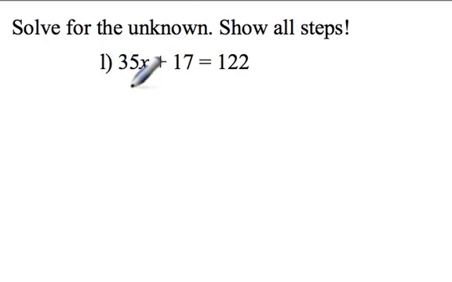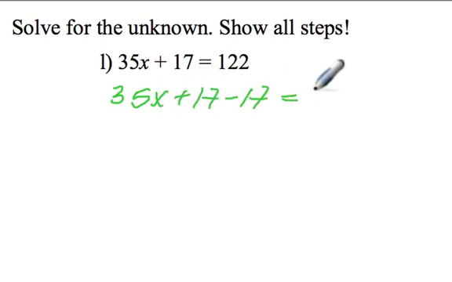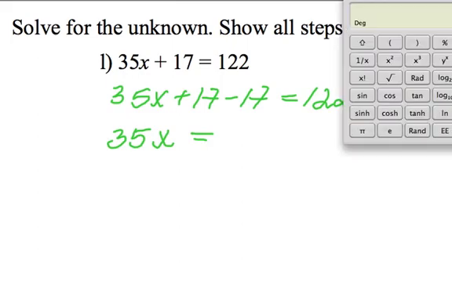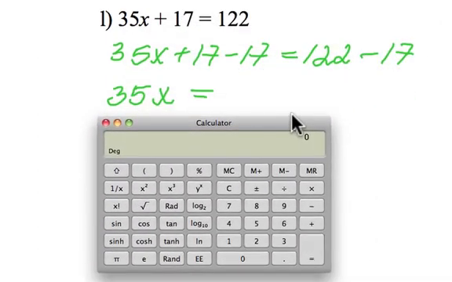17 is added, so we will subtract 17 on both sides of the equation. Equals 122, take away 17. 17 take away 17 is 0, leaves 35x on the left-hand side. And 122 minus 17, we can use a calculator to figure that out. 122 take away 17 equals 105.